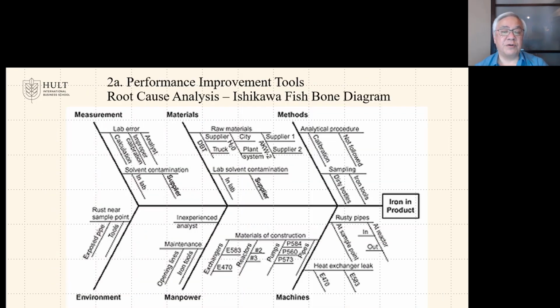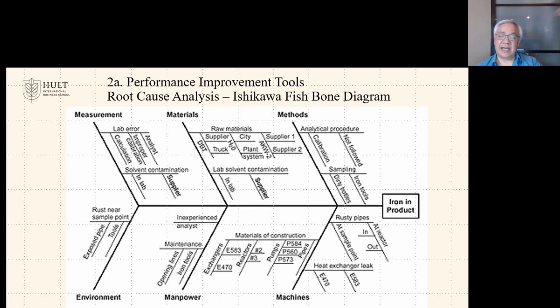Next, we're going to look at some tools, and we'll go through one page at a time just to show you a picture of it if you haven't seen it. And if you have seen it, you'll remember these hopefully at first glance. This is a root cause analysis. It's also called the Ishikawa fishbone diagram, quite descriptive. It looks like a fishbone.